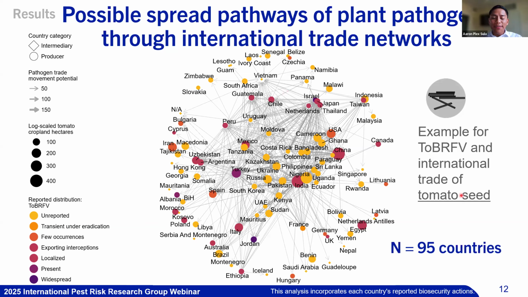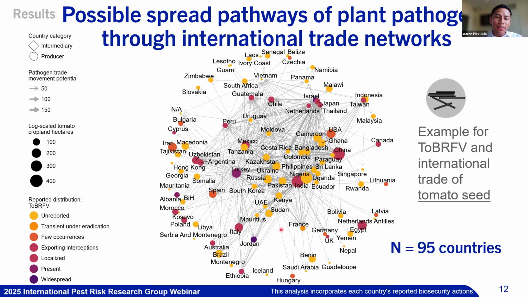Interestingly, there are 95 countries involved in the trade of tomato seeds, and nearly half is currently invaded by tomato brown rugose fruit virus, making the prevention of introduction of this pathogen into other countries that the virus is not present very challenging. In general, the key takeaway from this type of analysis is that if these historical patterns in international trade continue, there is a possibility that the pathogens move internationally into the tomato producing countries.